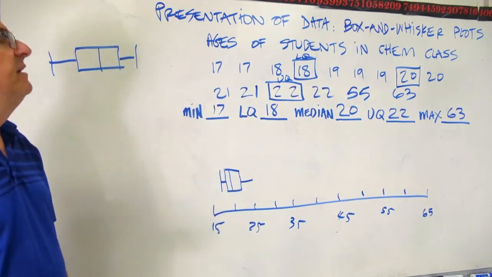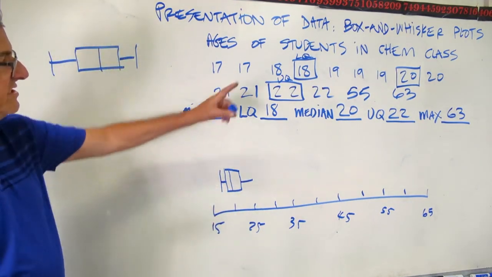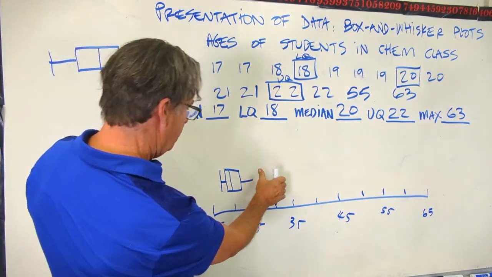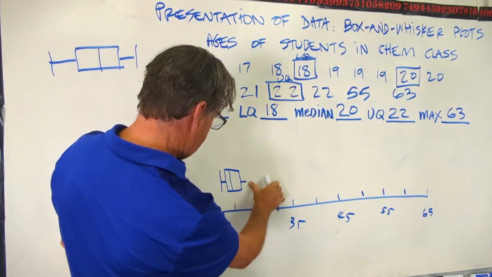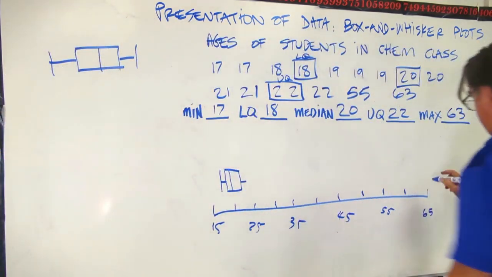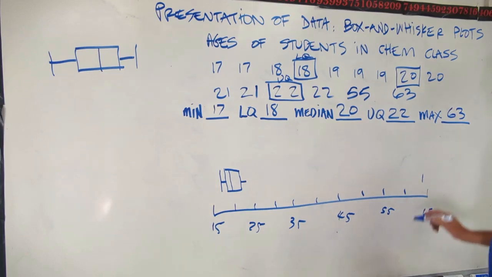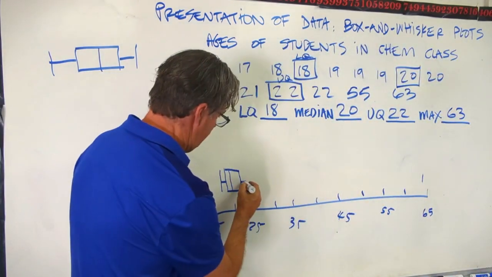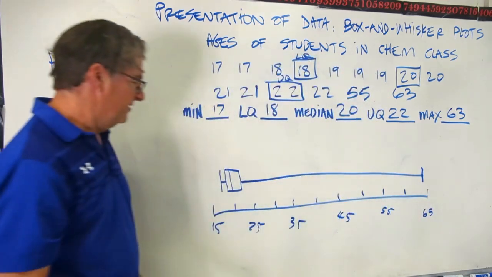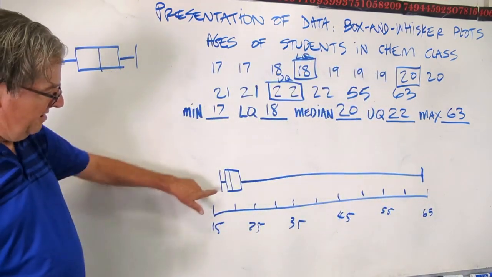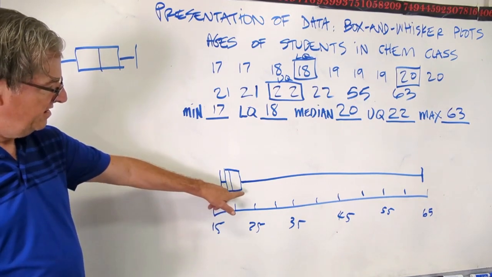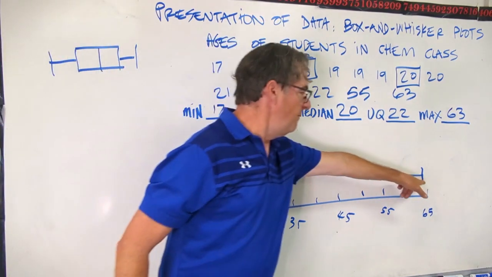There's my median. And now my upper quartile, what is that? That's 22. Oh no, I'm sorry, upper quartile, I have to go to my max now. So my max is all the way up here at 63. So there's my box and whisker. Minimum, lower quartile, median, upper quartile, max.